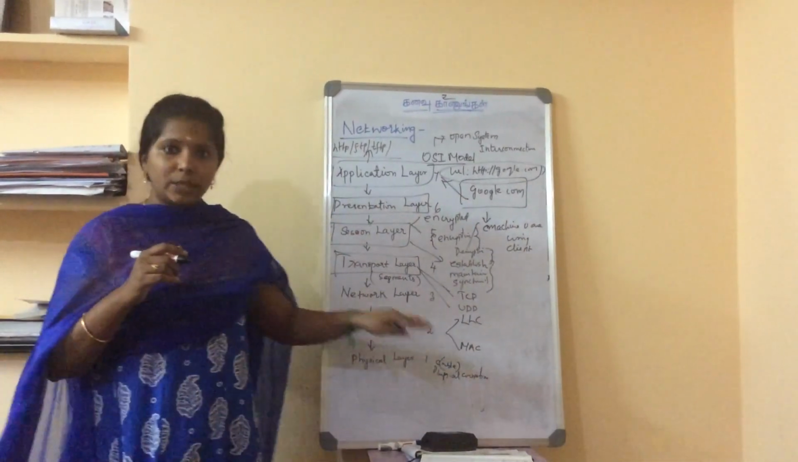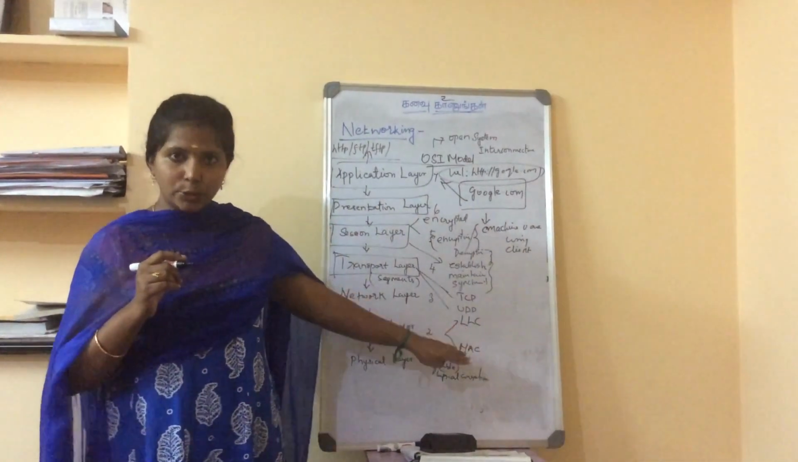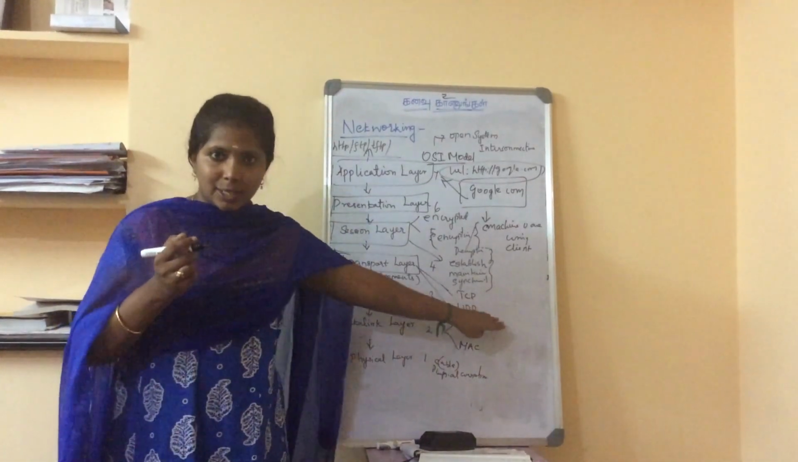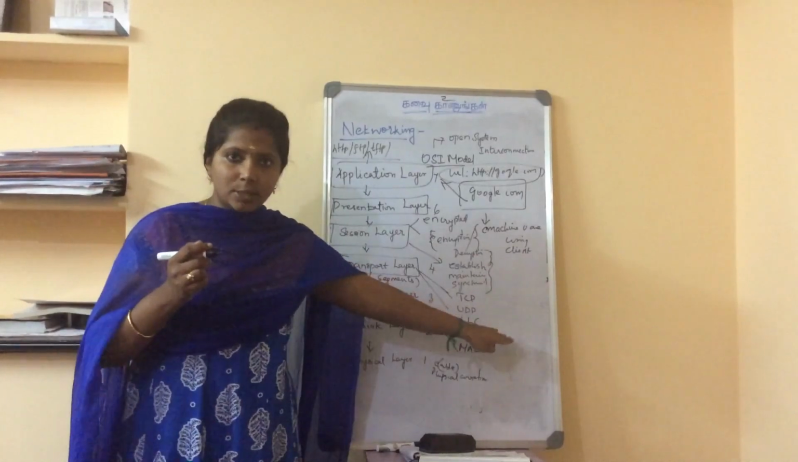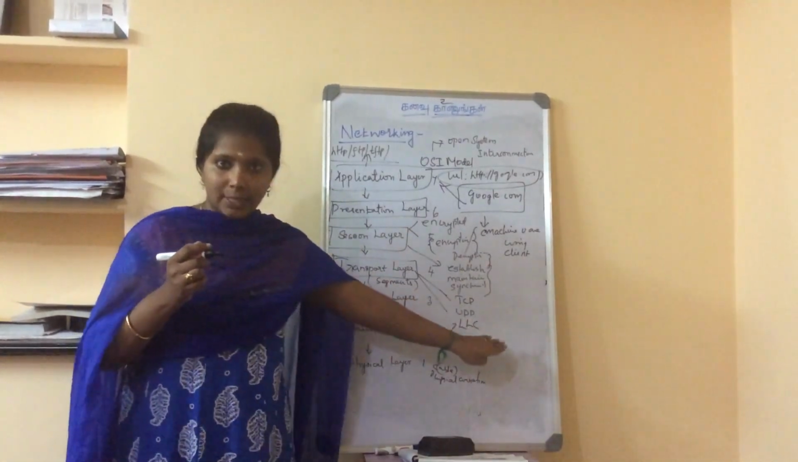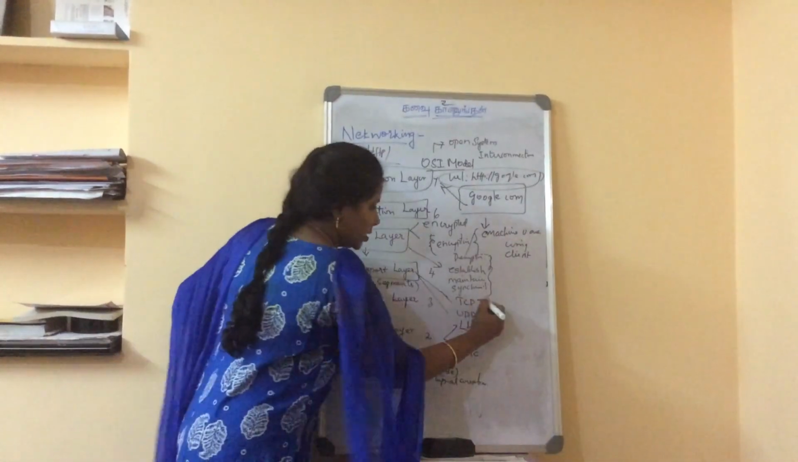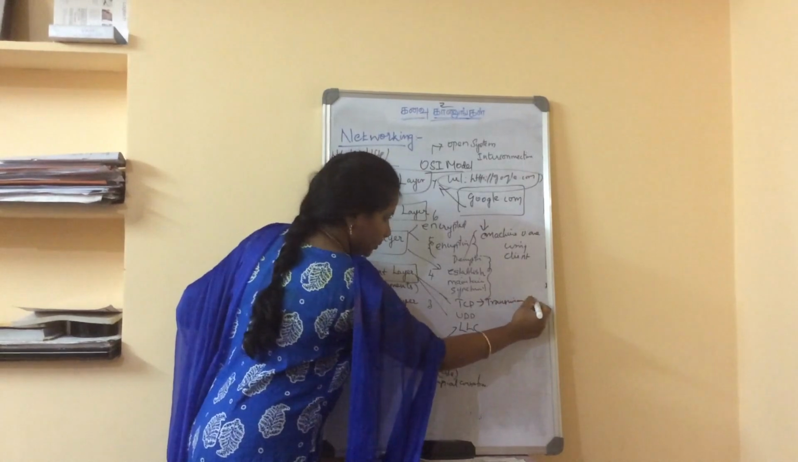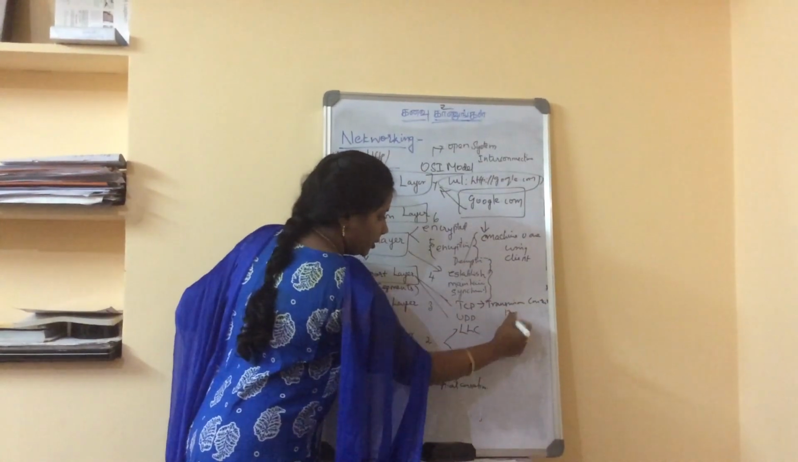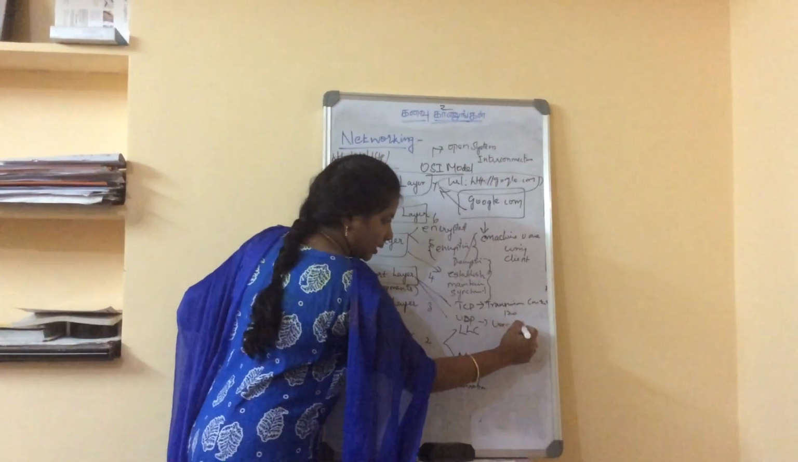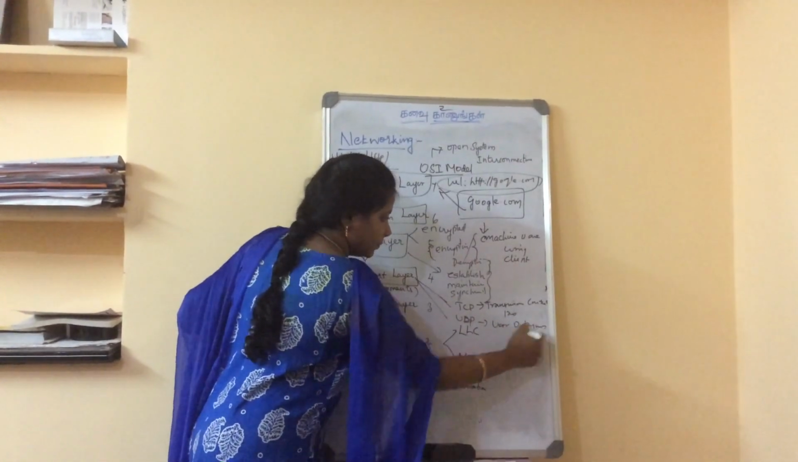I will explain briefly what TCP and UDP are in the upcoming session. Now I'll just explain what TCP is. It's Transmission Control Protocol. UDP is User Datagram Protocol.